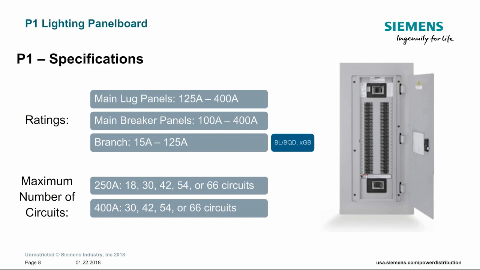Then as we move on into our maximum number of circuits, for our 250 amp rated panels, we can include 18 circuits all the way up to 66 circuits. And for our 400 amp panels, these start at 30 circuits and can go up to 66 circuits. And so one thing to note is these are in increments of 12 circuits, which correlates to 6 inches of space for our enclosures.